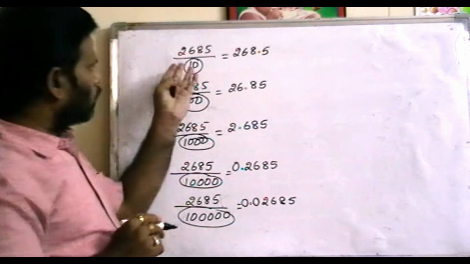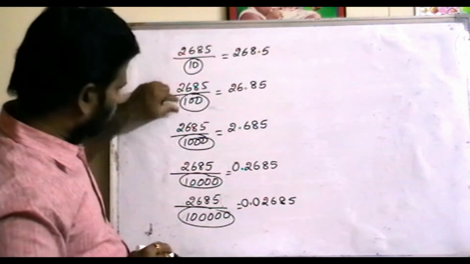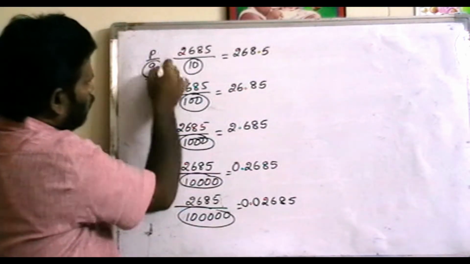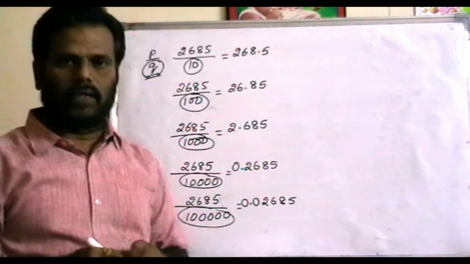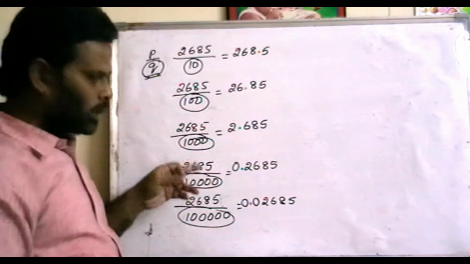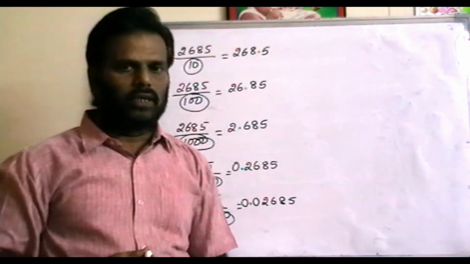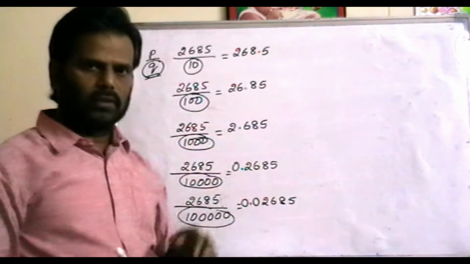So changing into the decimal form without division depends on the denominator. That means for a rational number p by q, it depends on the q. If the q is in a round figure, either 10, 100, 1000, 10,000, 1 lakh, and so on, then without division we can change it into the decimal form. Right, those are terminating decimals.